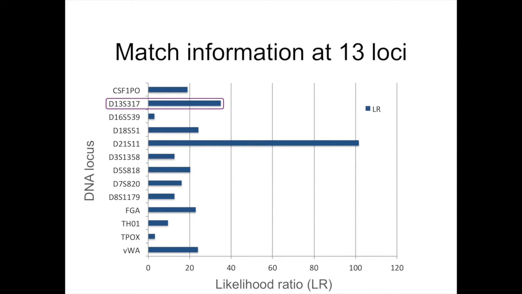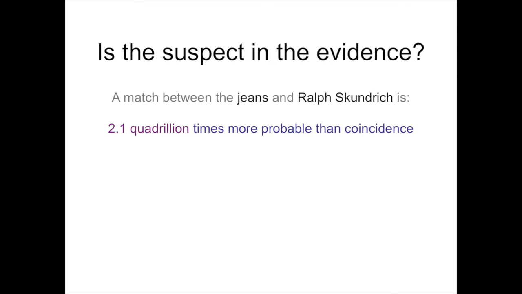This is done at all 13 locations. They're listed on the left, and the length of the bar is the extent of the match statistic, here on a scale of around 1 to 100. And we see that Mr. Skundrich is giving match statistics that are inclusionary at these loci. Because the genetic locations are independent, there's a product rule, and that product rule means that we can multiply or take the product of the probabilities or the lengths of these bars at each of these genetic locations to get the total number, which in this case is around 2 quadrillion.